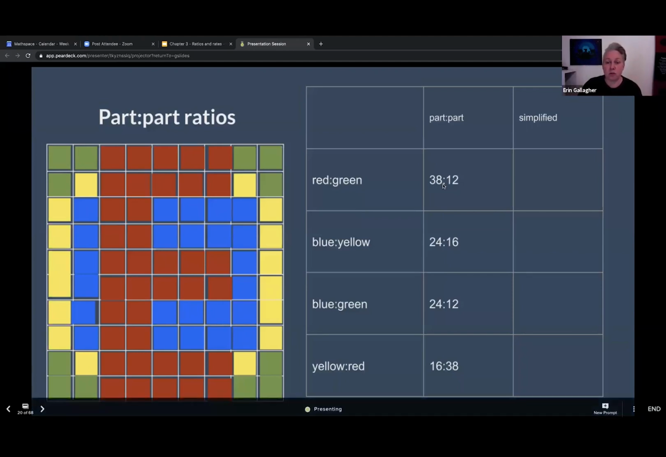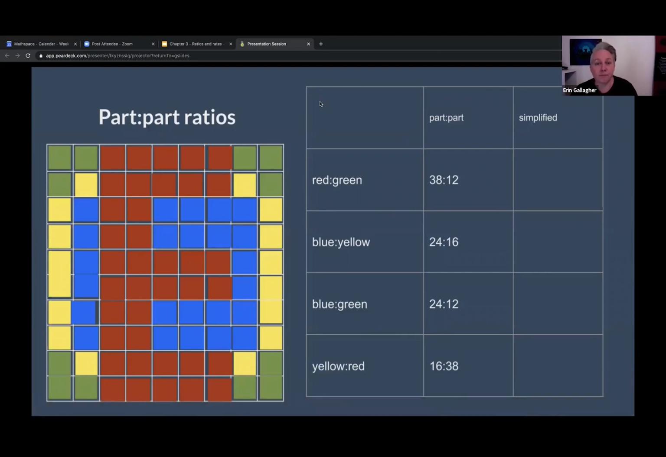So to do 38 to 12, if you wanted to do that one manually, it would be something like this. I'll just see if I can get my little pen here to work. Okay, so 38 to 12, you want to find common factors. So 38 to 12.